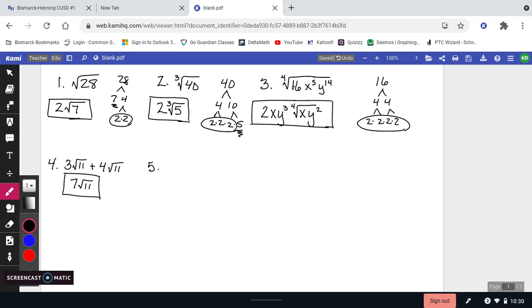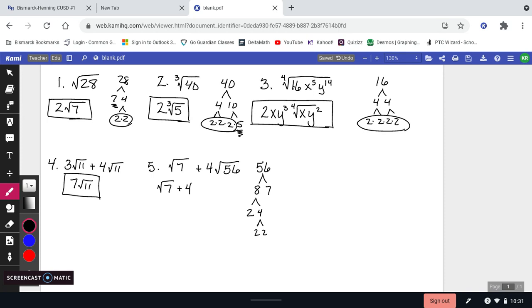Okay, if your radicals don't match, so let's say square root of 7 plus 4 square root of 56. Okay, so those radicals don't match, but let's see if I can simplify the 56 and find something that I can take out. Okay, so 56 is 8 times 7, and then the 8 is a 2 and a 4, and the 4 is a 2 and a 2.